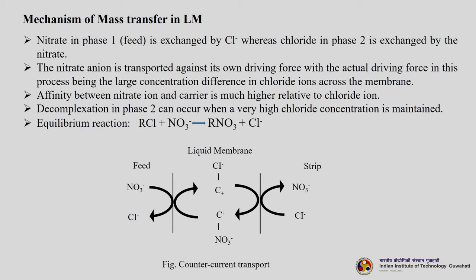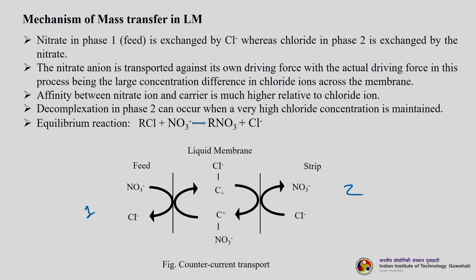Nitrate in phase 1, the feed, is exchanged by chloride, whereas chloride in phase 2 is exchanged by nitrate. So, the nitrate anion is transported against its own driving force, with the actual driving force in this process being the large concentration difference in chloride ions across the membrane.